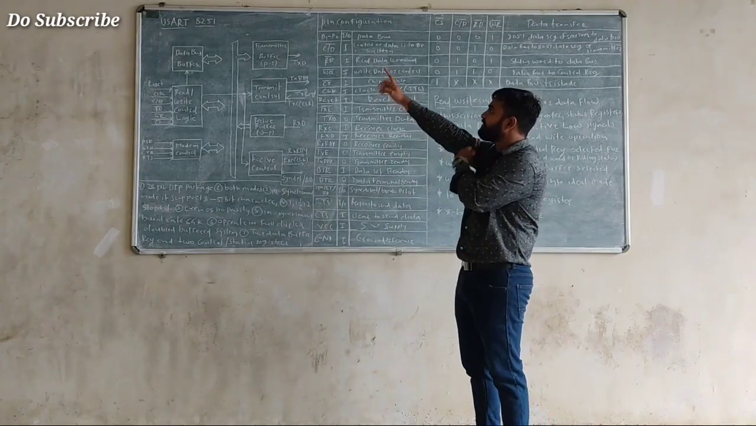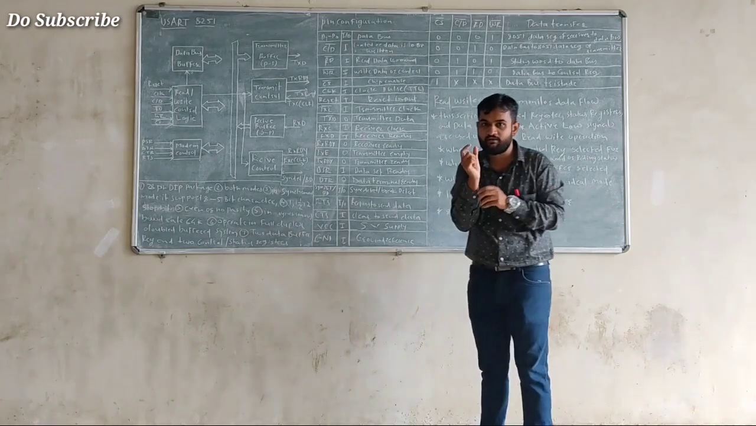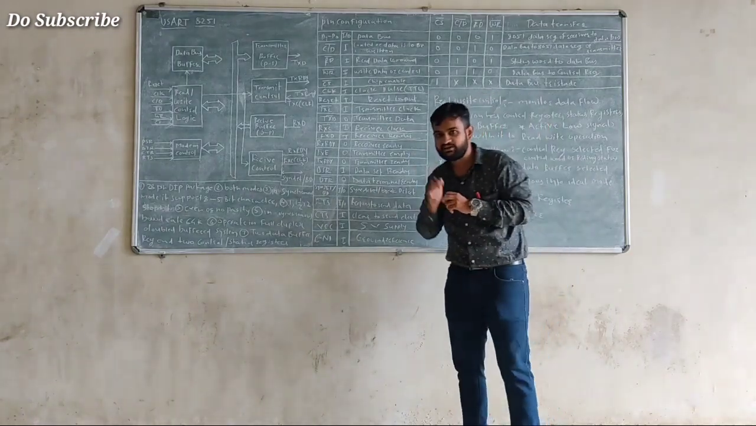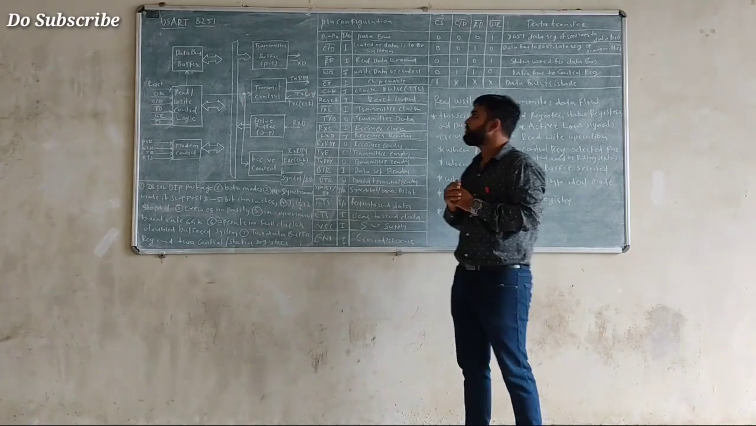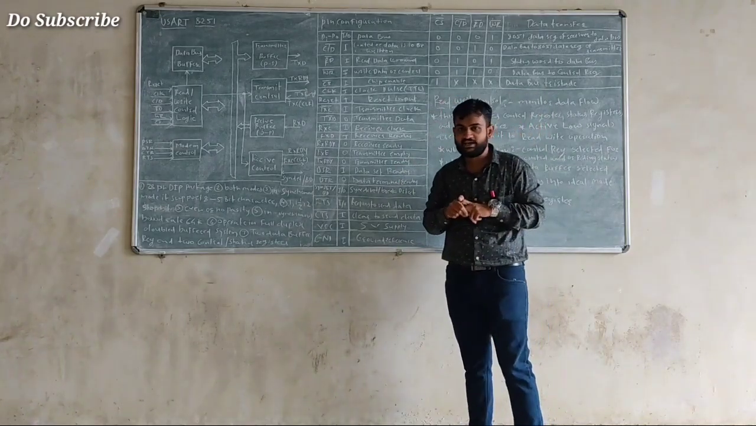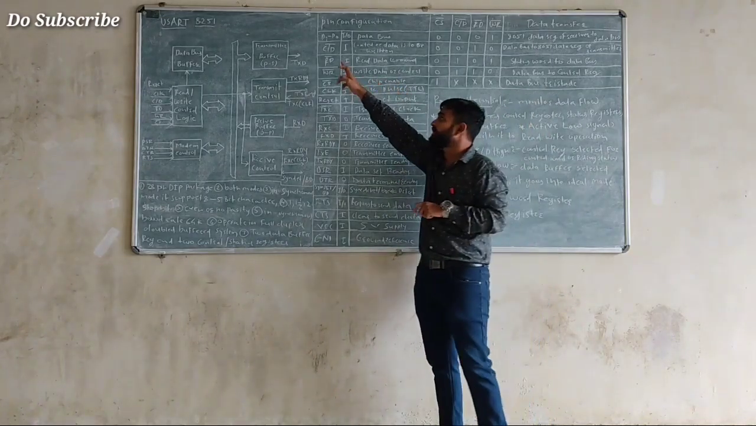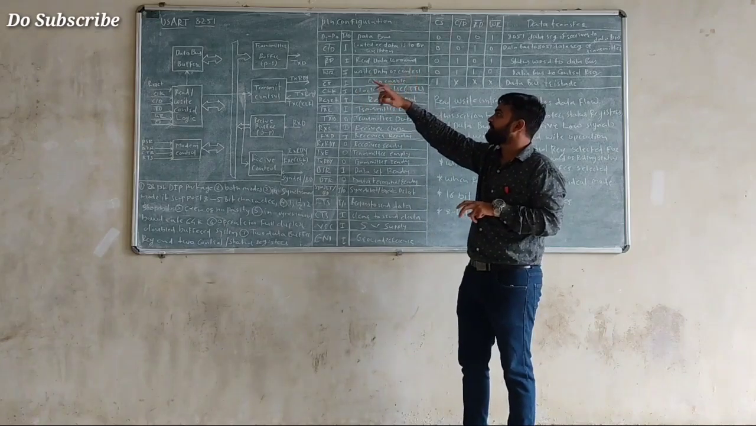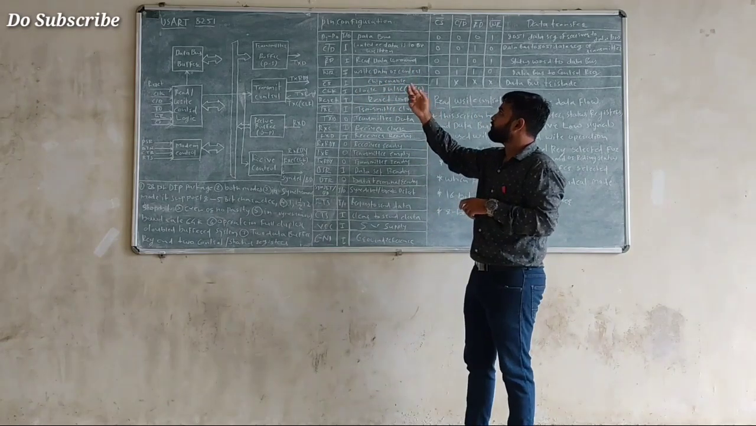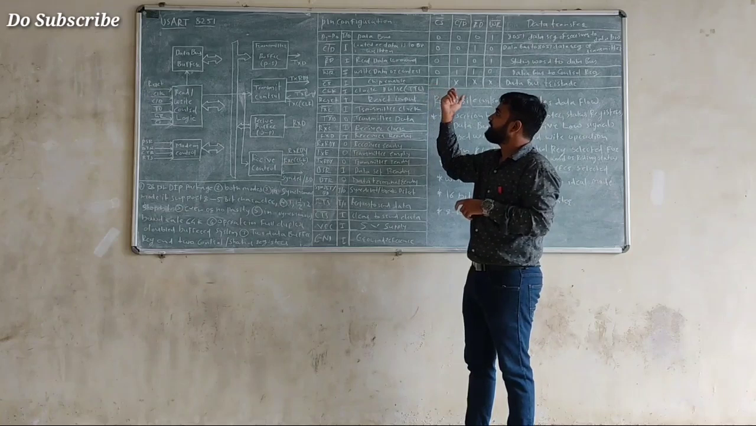First we have D7 to D0, which are the IO pins. It is a bidirectional pin used as input and output, and it is an 8-bit data bus. Then we have the C/D pin. It is an input pin and it plays a very important role to control whether our data is to be written.